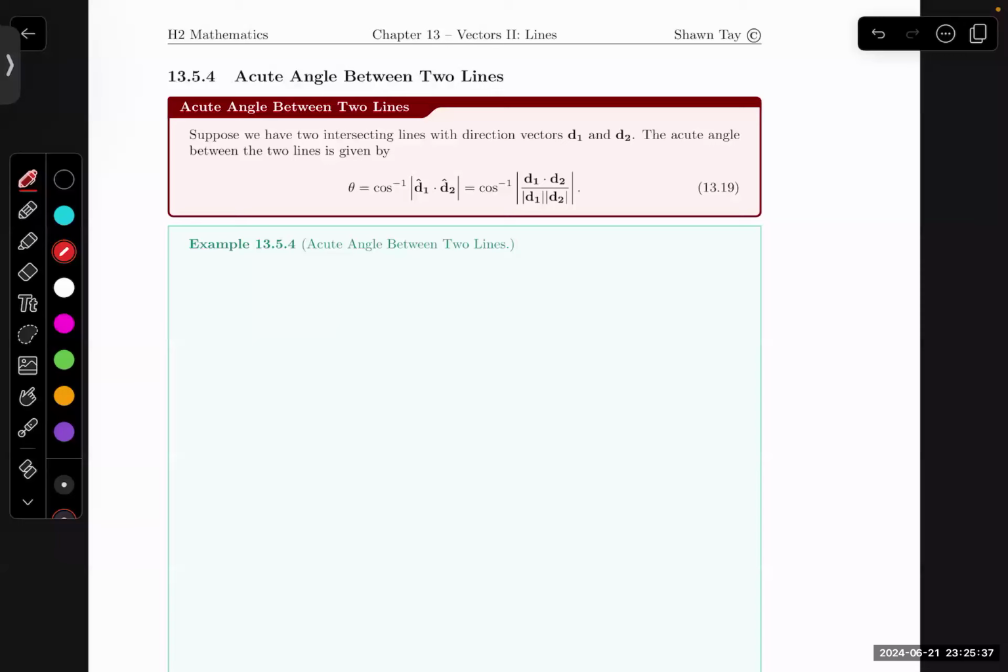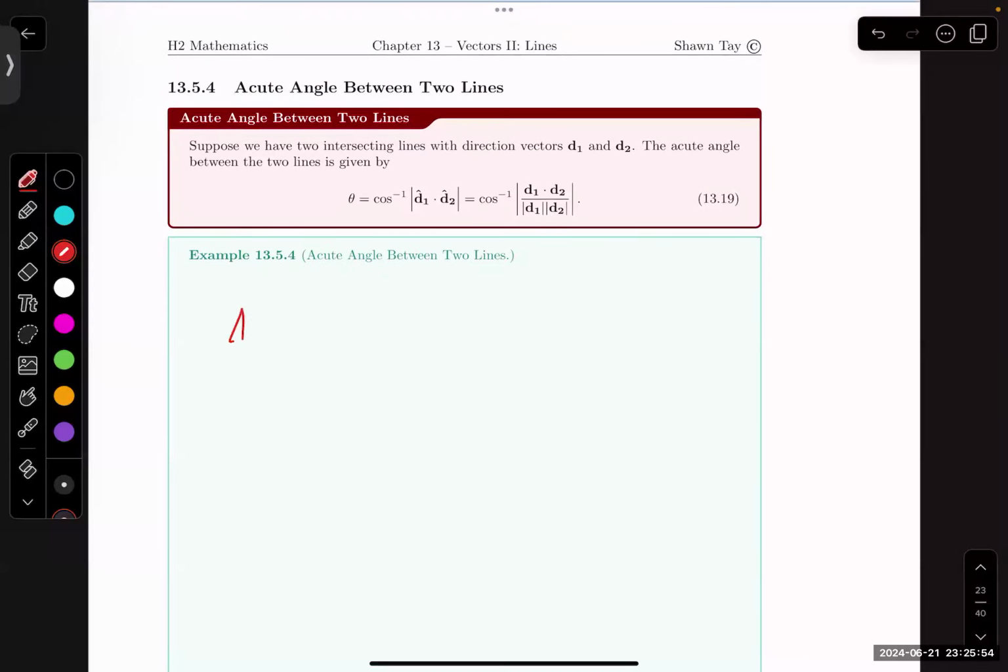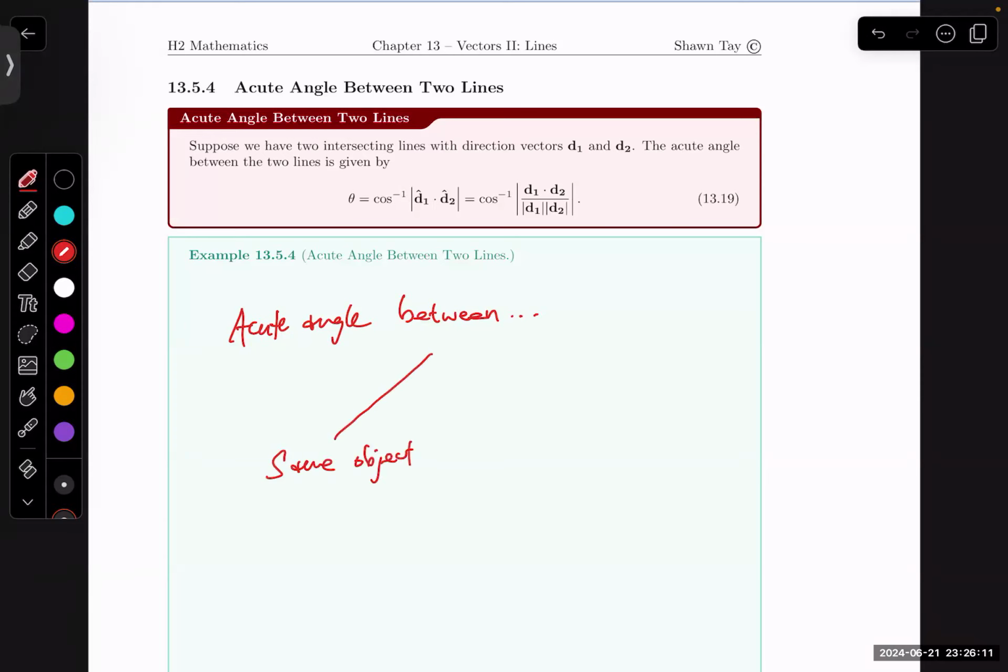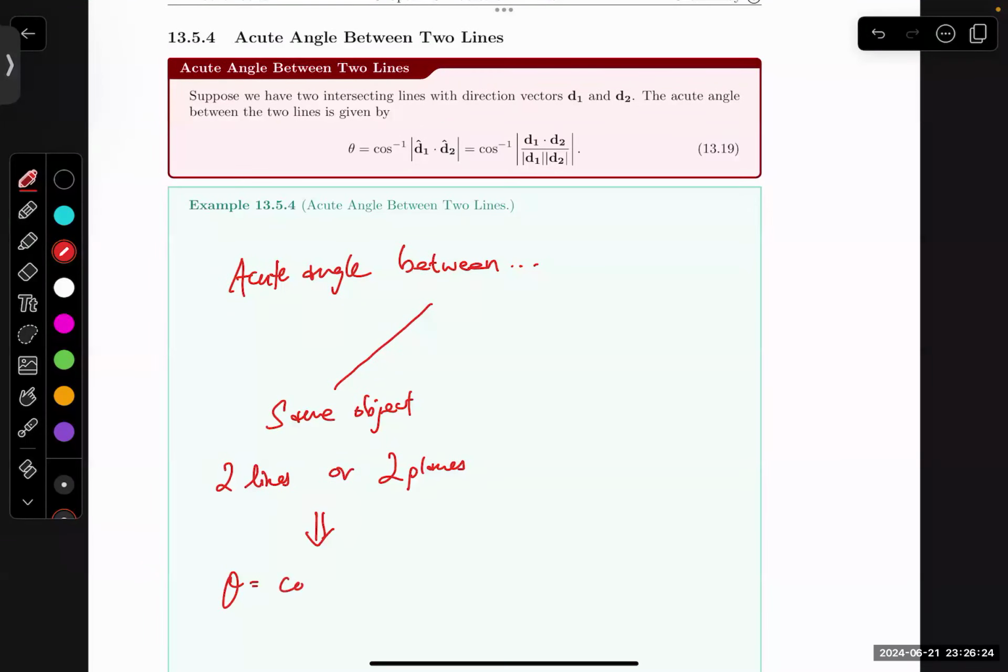Whenever you want to find the acute angle between two same objects, for example, two lines or two planes, we use theta equals cosine inverse of the modulus of V hat dot U hat. So I'm just going to put V and U.